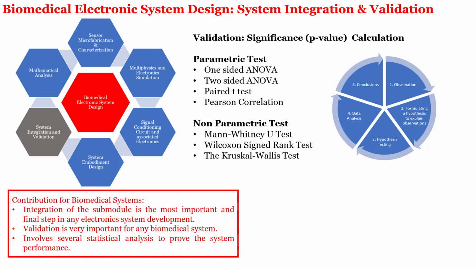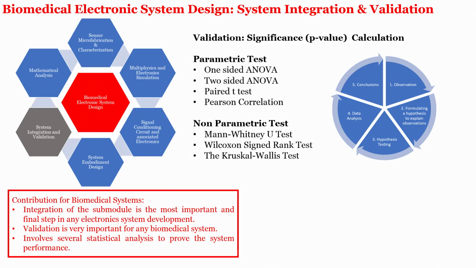Then we have also understood the integration of the sub module, which is a very important part in the final step of any electronic system development, and validation is another part, that once you make a system, you have to validate it. And finally, the statistical analysis that will help to prove the system performance.